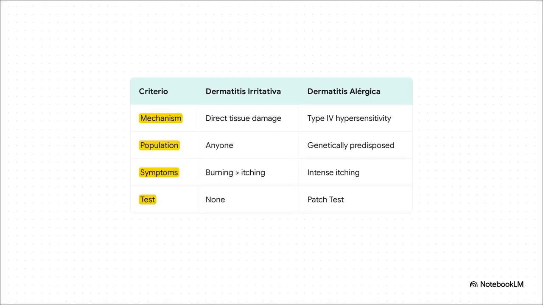This breakdown right here is critical for your clinical thinking. Irritant dermatitis is just simple damage. Too much soap, too much friction, a harsh chemical. Anyone can get it if the exposure is enough. Allergic, on the other hand, is a much more sophisticated immune attack, a type 4 hypersensitivity reaction that requires you to be sensitized first. And most importantly, listen to your patient. If they say it burns or stings, you should be leaning towards irritant. If they say the itching is driving me insane, you better be thinking allergy.